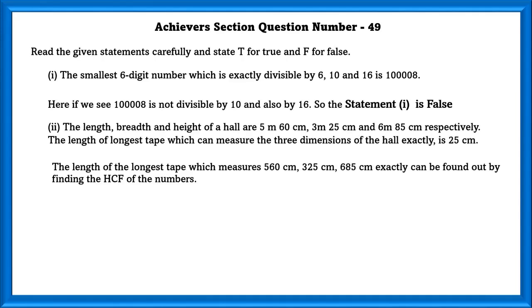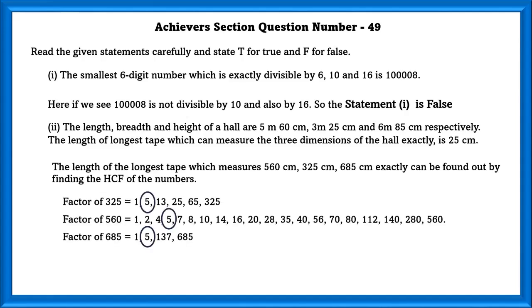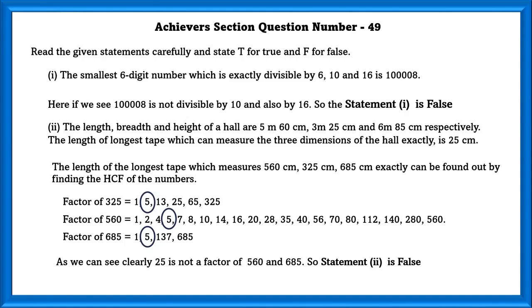Second one, the length, breadth and height of a hall are 5 meter 60 centimeter, 3 meter 25 centimeter and 6 meter 85 centimeter respectively. The length of the longest tape which can measure the 3 dimensions of the hall exactly is 25 centimeters. The length of the longest tape which measures 560 centimeter, 325 centimeter and 685 centimeter exactly can be found by finding the HCF of the numbers. As we can see here that 25 is not a factor of 560 and 685. So statement 2 is false. And also here the HCF is 5. So statement 2 is false.